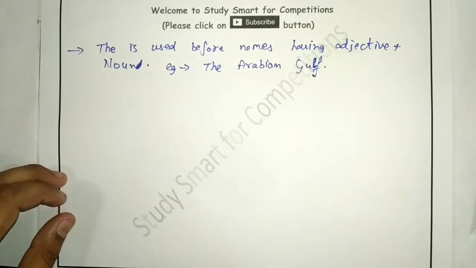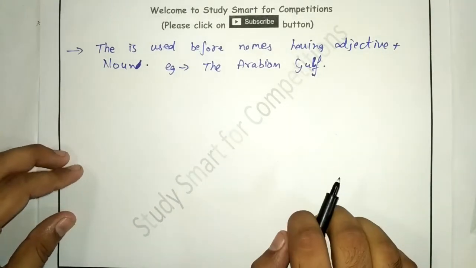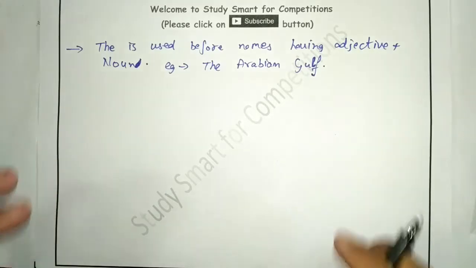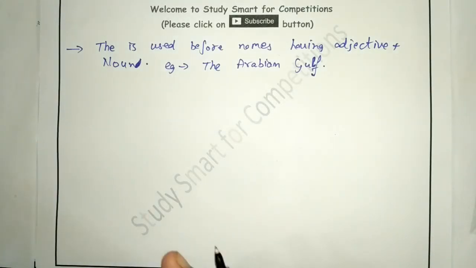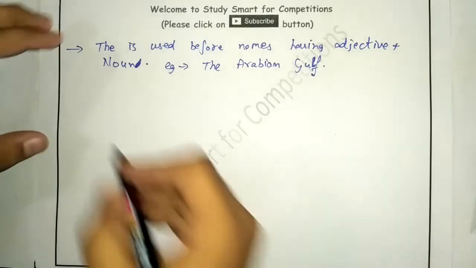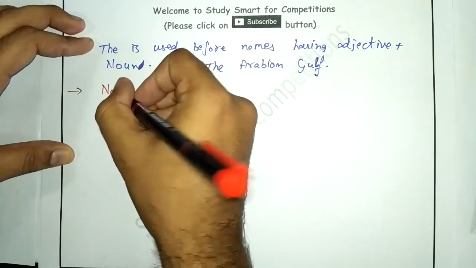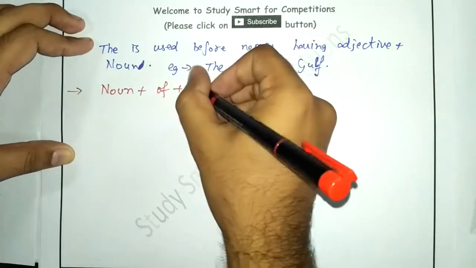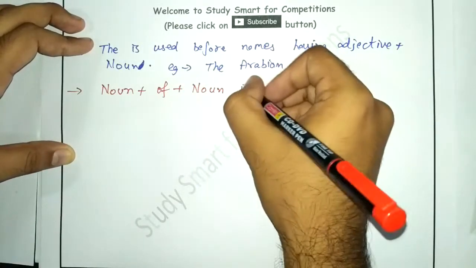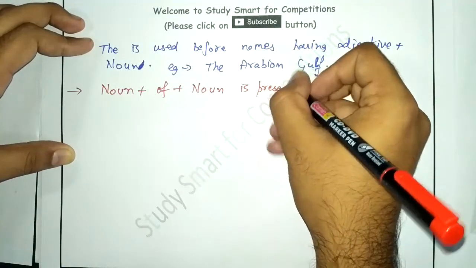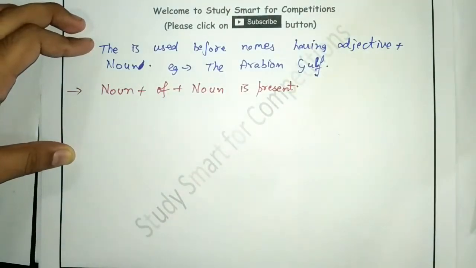So if I talk about the next point, it would be the is also used before the names consisting of noun plus of plus noun, like the Cape of Good Hope, the Bay of Bengal, and the Gulf of Mexico, all those things, right? When noun plus of plus noun is present. All right, I have already stated the examples.